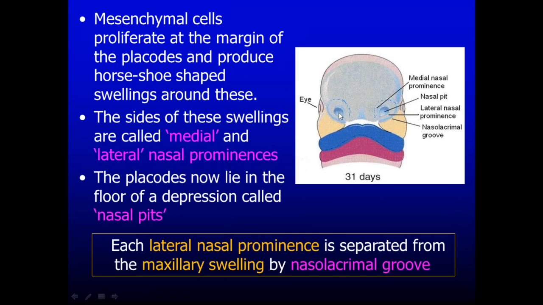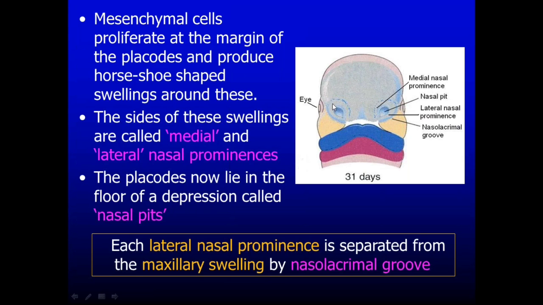Later, these nasal placodes are surrounded by swellings known as the medial nasal prominences and lateral nasal prominences. This is the medial nasal prominence, this is the lateral nasal prominence, this is the frontonasal prominence. Later on, these placodes will sink to form nasal pits.